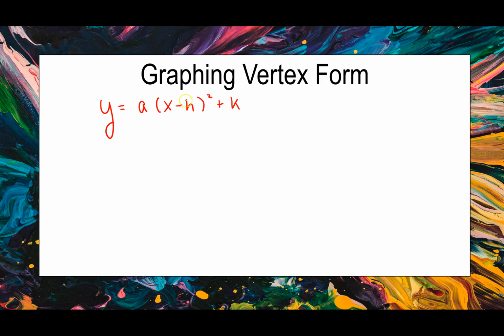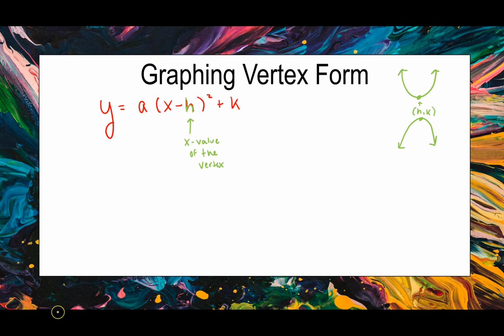Well, the h stands for the x value of the vertex. Now, where's the vertex? Well, again, our picture looks like this. Our vertex would be kind of where it turns from decreasing to increasing, or that lower value. Or if you think about it, it would be the max value right here. Okay, so we would have the point (h, k). That would be the vertex for both.